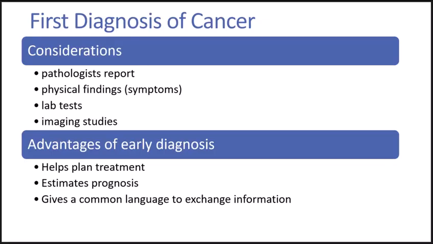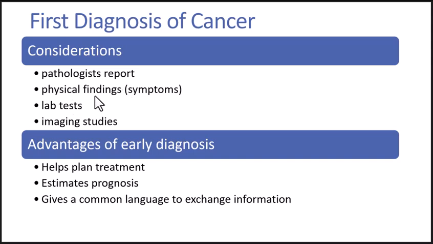When a person sees their doctor for issues regarding possible cancer, there are numerous variables that need to be considered. First is the pathologist's report. If deemed clinically necessary, a tissue biopsy of the concerning tissue is going to be performed. So the tissue is removed, prepared, and analyzed by a pathologist.